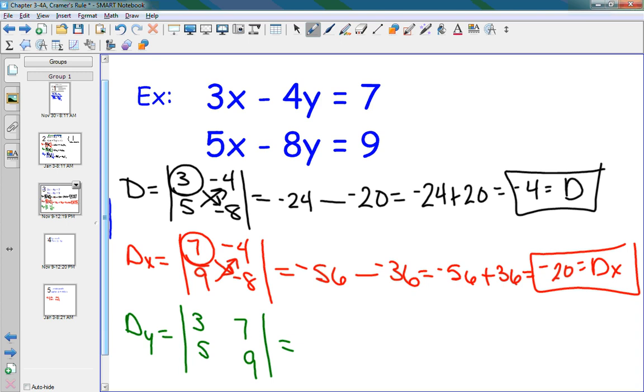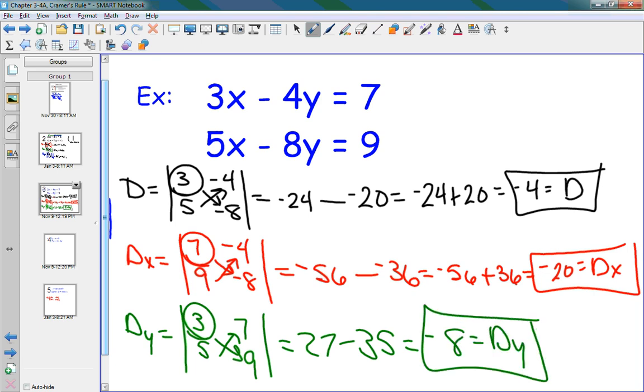How do I calculate a determinant? Cross multiply, starting in the top left-hand corner. 3 times 9 is 27, always and forever minus. And 5 times 7 is 35. And what is 27 minus 35? -8. Very good. So now I found d, dx, and dy.